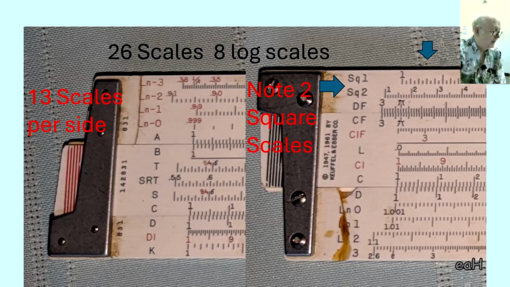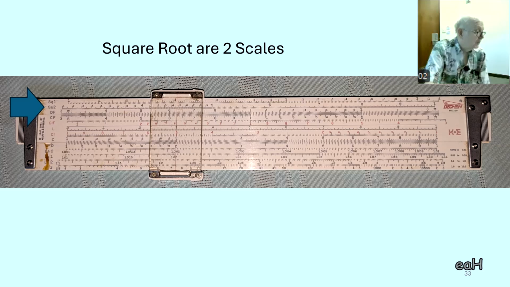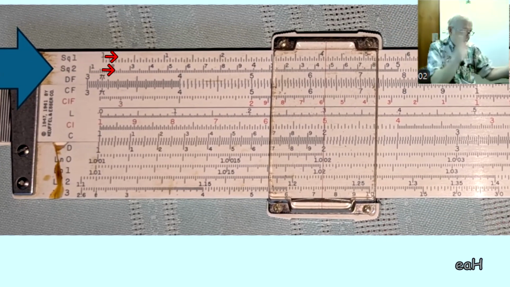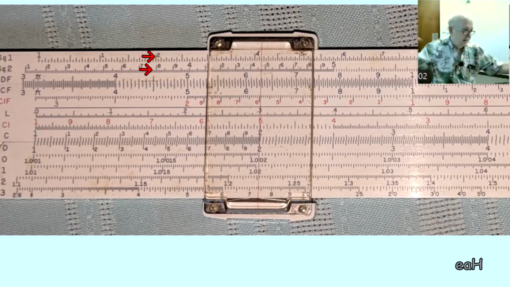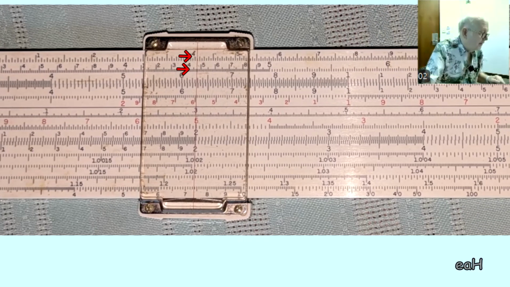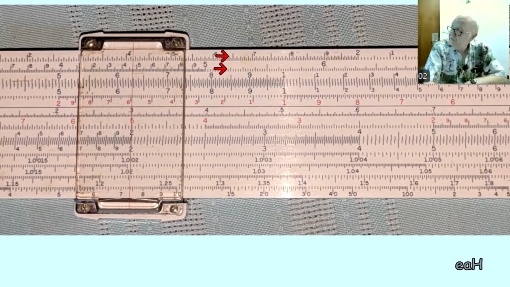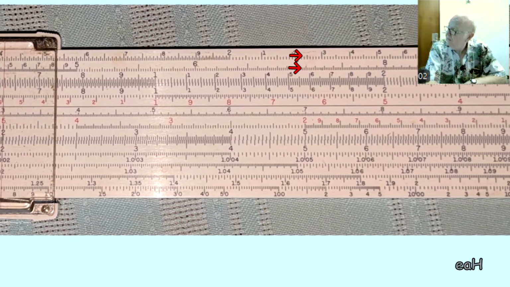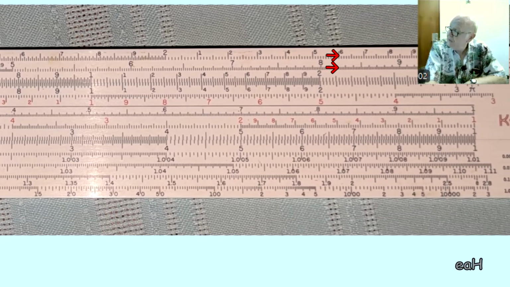If you notice on this one, it's got 13 scales on one side and another 13 scales on the other side. So there's 26 scales altogether. And up here, if you notice, it's got 2 square root scales. Instead of having it long, like the other one, they doubled it. So they have two scales that span the whole length of this, and then it repeats itself again.